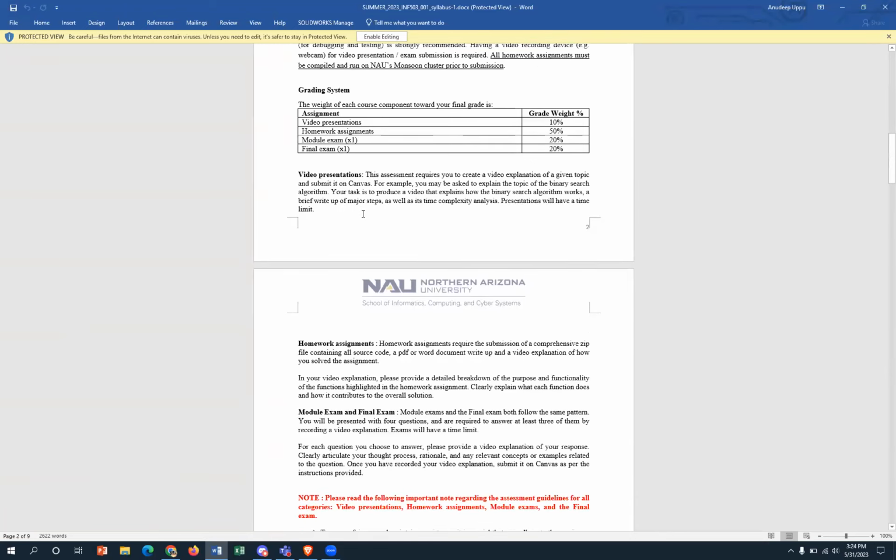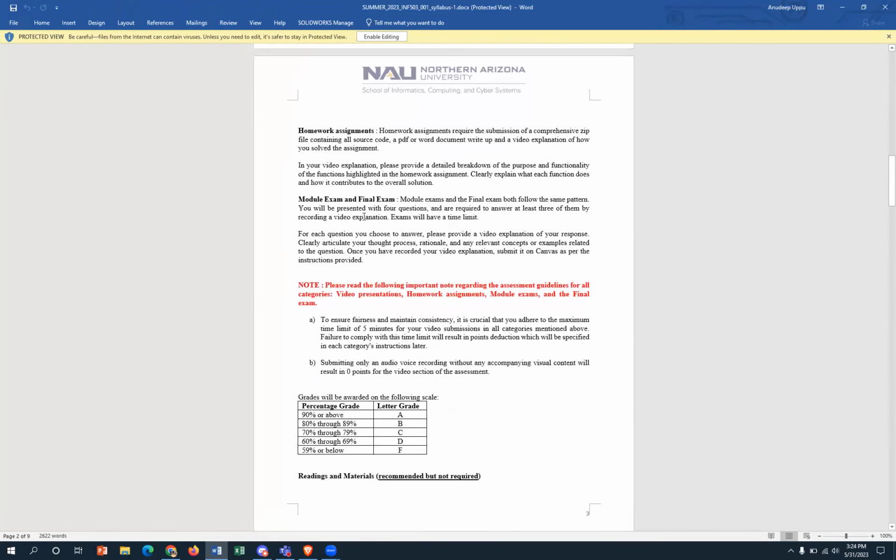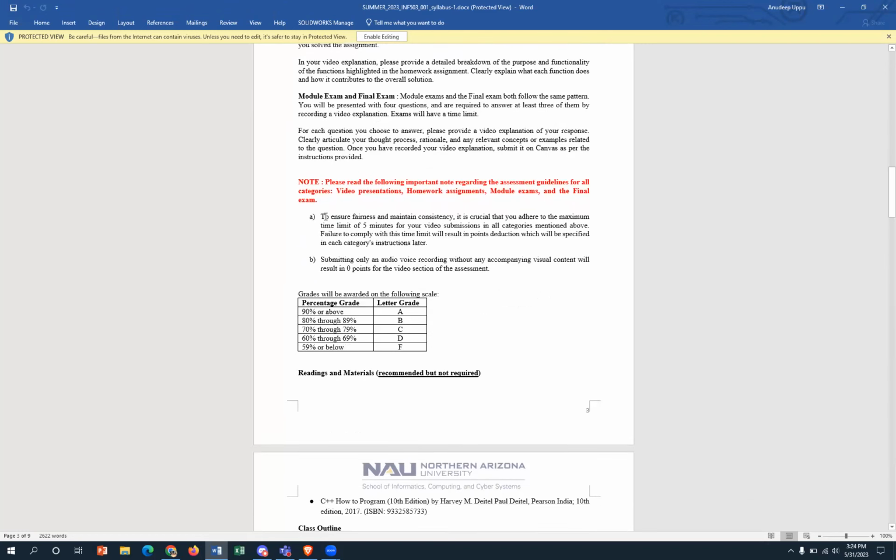Yes, it is clearly mentioned here in the note section that it shouldn't exceed 5 minutes. So that is what you have to remember. And yes, the video recording should show your face. It shouldn't be an audio voice recording.